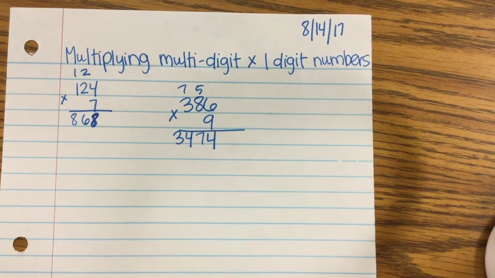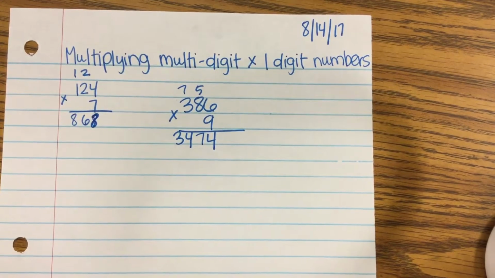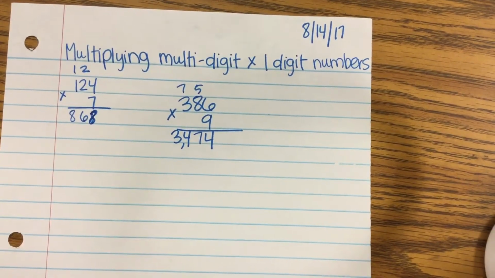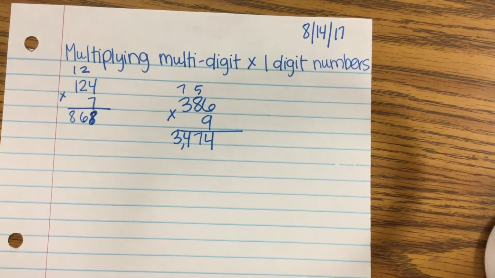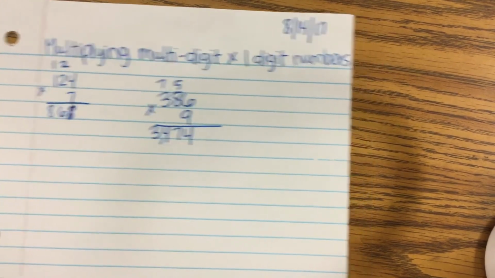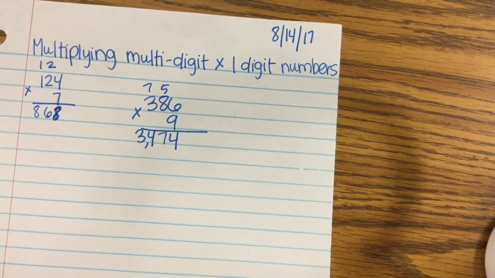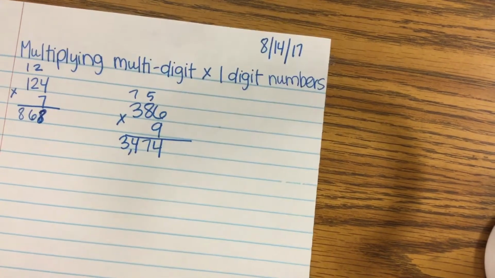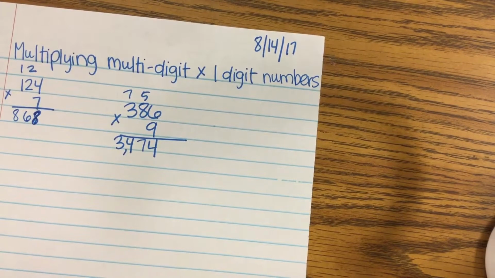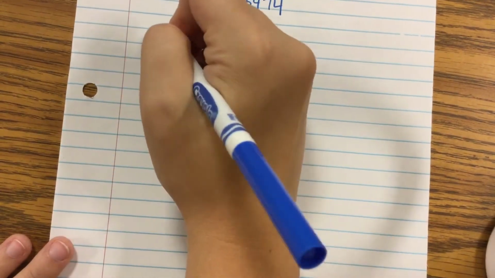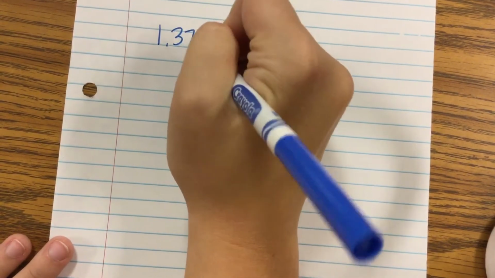What do I have to do when I have a 4-digit number? Put a comma in front of the 3. 3,474. Let's do one more. Britton, give me a 4-digit number. 1,375.